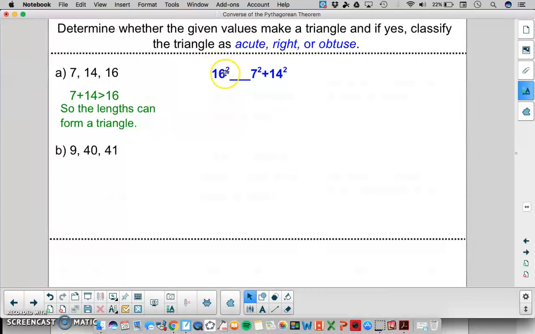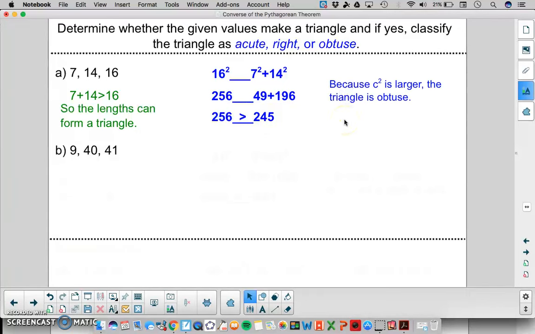So I'm going to compare 16 squared to 7 squared plus 14 squared. 16 squared is 256, 7 squared is 49, and 14 squared is 196. So I'm going to compare 256 to 245. Well, we can see that 256 is bigger than 245. So because that c squared value was larger than a squared plus b squared, we know the triangle is going to be obtuse.